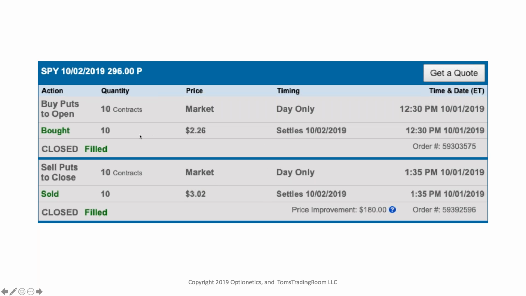Some of you that are newer might say, well, what did that cost you? It was $2.26, which is really $2,260 for 10 contracts.